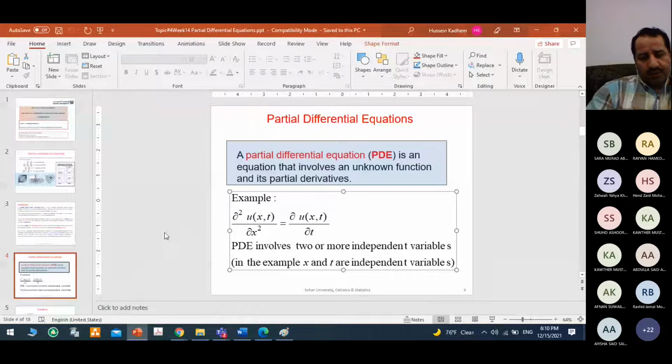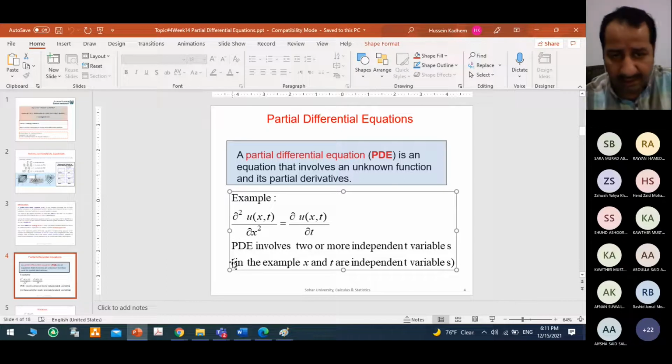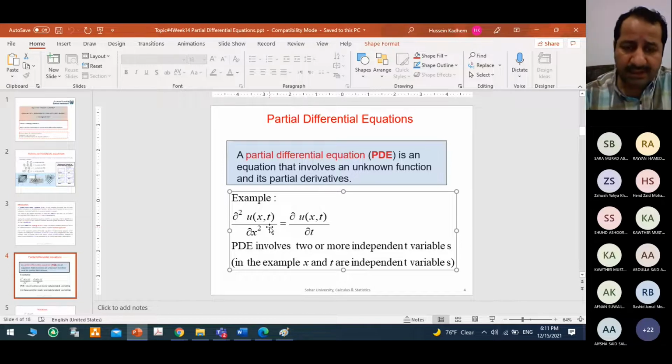My function is u. The name of the function is u, which is the dependent variable. My independent variables are x and t. Now, partial squared over partial x squared means I differentiate the function u twice with respect to x. I differentiate with respect to x, and the result I differentiate again with respect to x, while this is equal to partial u over partial t. It means I differentiate the function with respect to t.